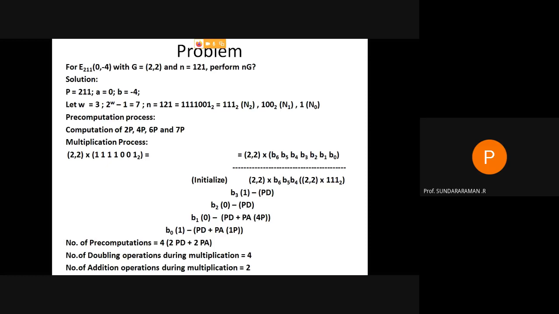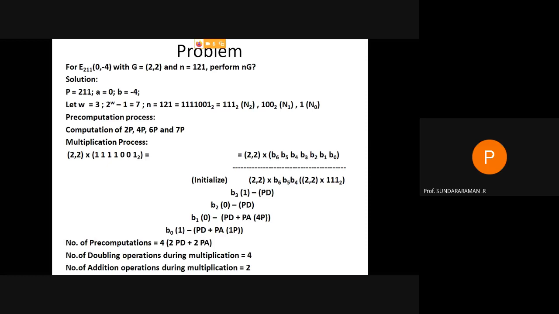Now, as per the algorithm, first we have to do the pre-computation process. Pre-computation means, during the left to right scalar multiplication process, either the point will be multiplied with 1 or with 0. If you are multiplying with 0, you do only the doubling process and you won't do the addition process. But if you multiply with 1, you do the doubling process followed by the addition process, right? But now, based on the window size, smaller pre-computations need to be performed.